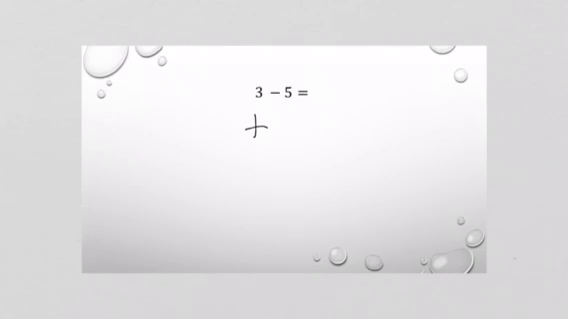Well, I start with 3 positives. But how can I take away 5 positives if they aren't there? What if I just add 0? What if I add 0 a couple of times? So I just added 2 zero pairs. How does that help me? Now can I take away positive 5? Yes, I can take away 5 positives and leave myself with negative 2.